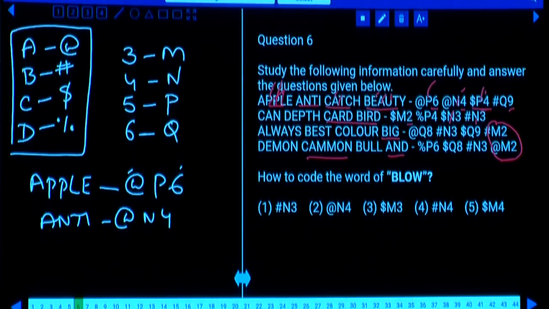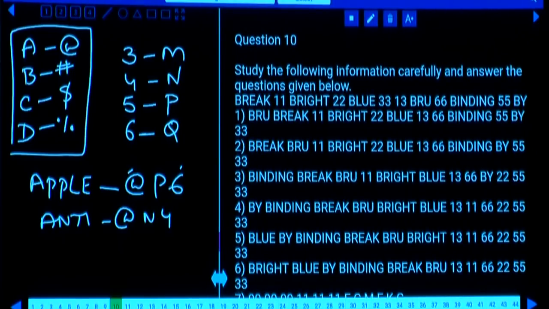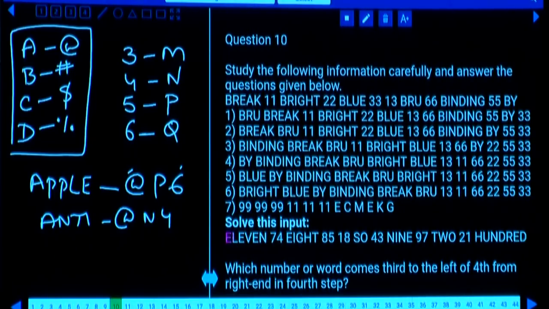After questions 6 to 9, then question numbers 10 to 14. Tell me any logic in this one, 10 to 14. Now it is based on input and output. How many statements are there in the input? 1, 2, 3, 4, 5, 6, 7, 8, 9, 10, 11, 12. In total we have 12. And how many steps do we have? 1, 2, 3, 4, 5, 6, 7 steps in total.